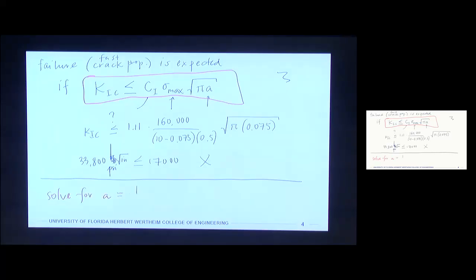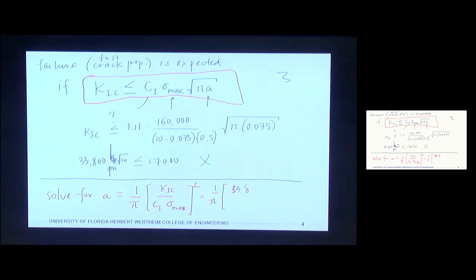And we come up with 1 over pi, because those are both under the radical. And then the quantity, K1C, divide by C1 times the maximum stress, and that would be squared. Okay. So we can plug that in. This math is already done for us.